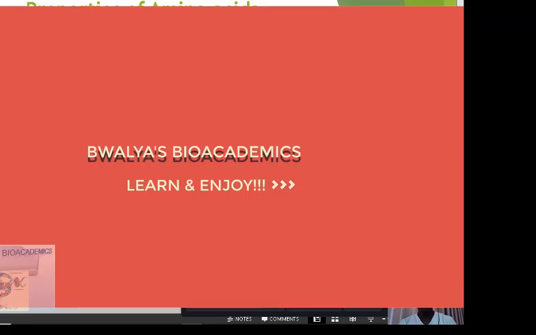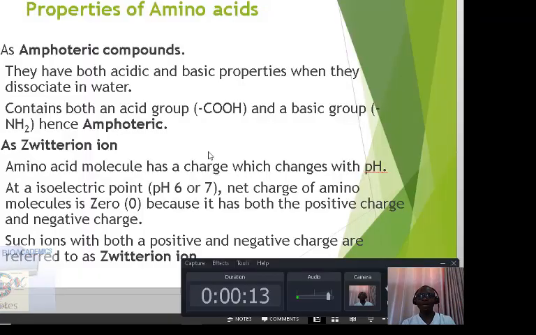So today we shall be looking at the properties of amino acids. We'll begin with the first one. The amino acids are basically amphoteric in nature. Now you do remember from your secondary school chemistry that when you talk about an amphoteric substance, it basically means one that has got both acidic and basic properties. And so the amino acids are amphoteric in nature.